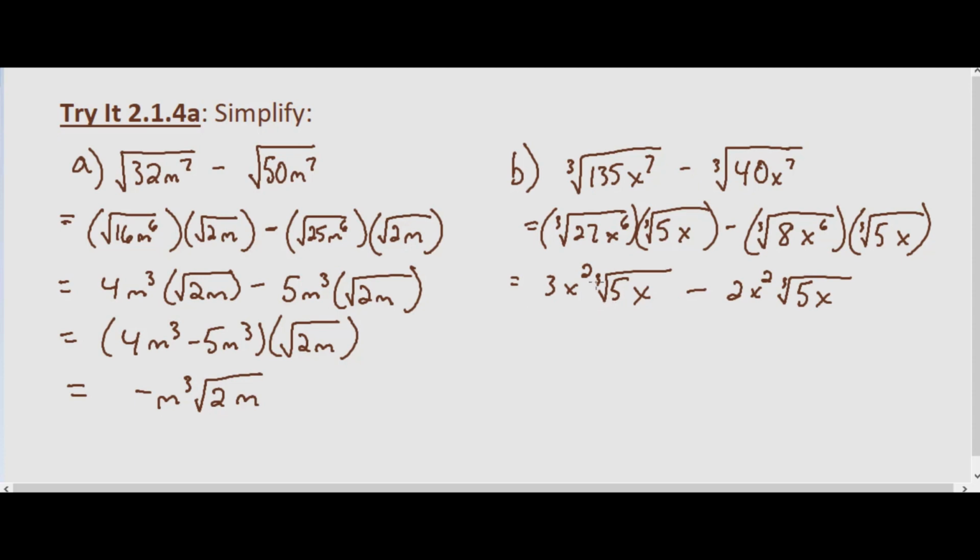Now we have like radicals, cube root of 5x, cube root of 5x. So we can subtract what's up front. 3x squared minus 2x squared times the cube root of 5x. And then 3 minus 2 is simply 1. So this is x squared times the cube root of 5x.